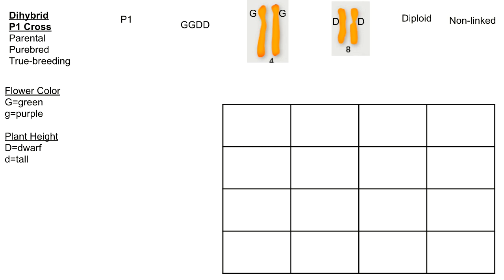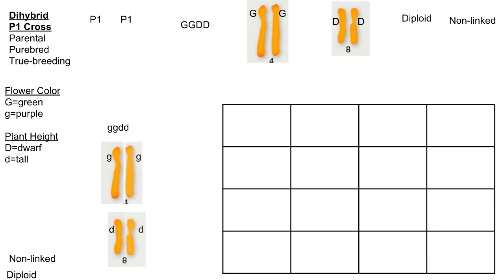But big D, big D. So this is homozygous green, homozygous dwarf. The other parent here is going to be little g, little g, little d, little d. Again, they're non-linked, which means they exist on different sets of homologous chromosomes. One is going to be little g, and the fact that it's diploid means that we don't just have one set of each chromosome, we have the backup copies.